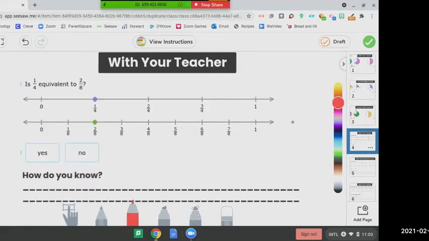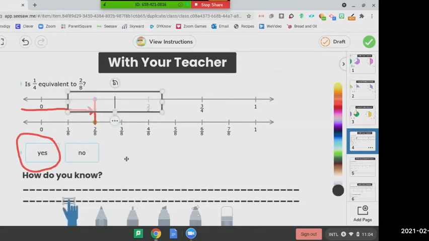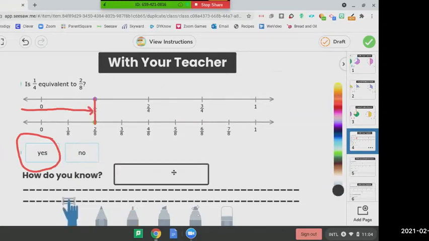Slide 4 says with your teacher. So now we're going to take a look at number lines. The question is, is 1/4 equivalent to 2/8? Go ahead and take a line and connect those two dots, 1/4 and 2/8. We can see that those are in the same place on the number line. They stop in the exact same place. So yes, 1/4 is equivalent to 2/8. The question is, how do you know? Let's add a text box to explain how we know.